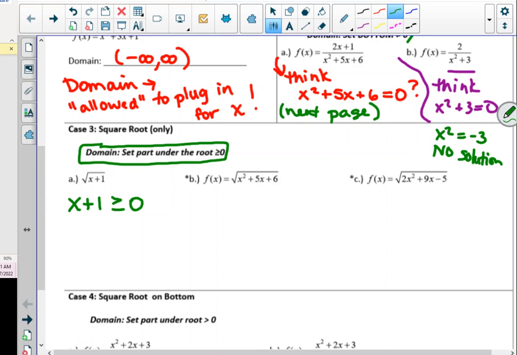Now, sometimes that's easy. When what's under the root is a linear expression, something with just an x, not an x squared or x cubed, but just x plus 3, 2x minus 5, 7x plus 47, whatever it is, taking something like that, x plus 1 greater than or equal to 0, you solve that just like you solve an equation. We would subtract 1 from both sides. X has to be greater than or equal to -1.